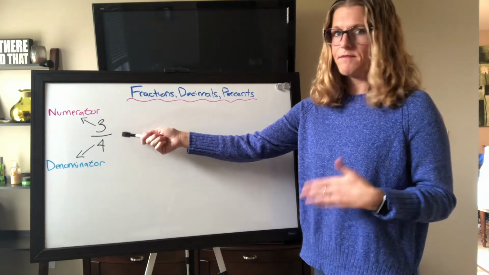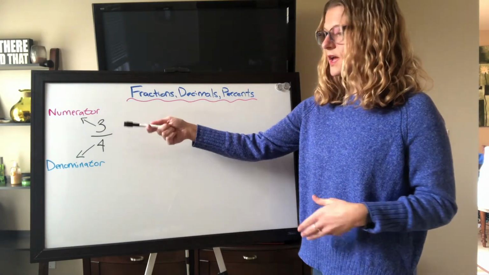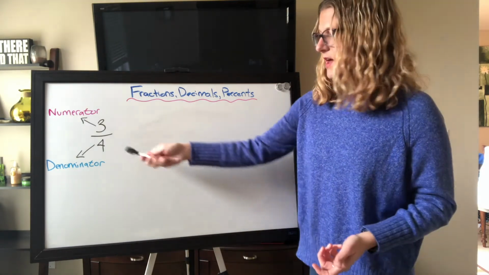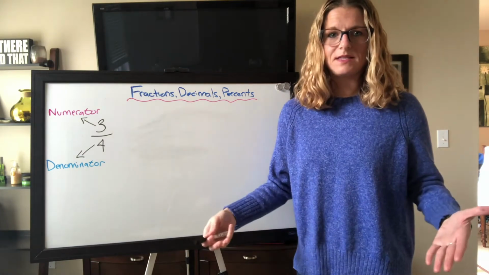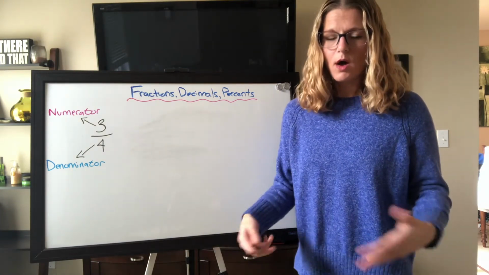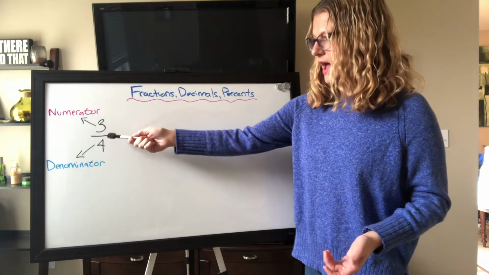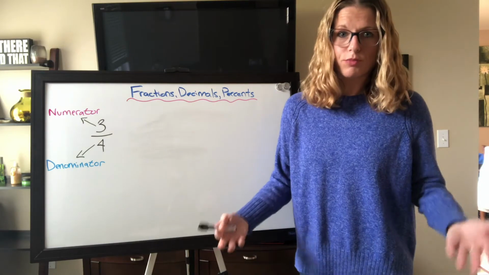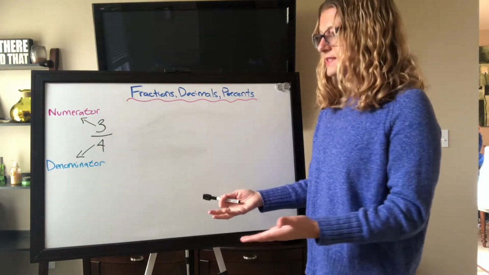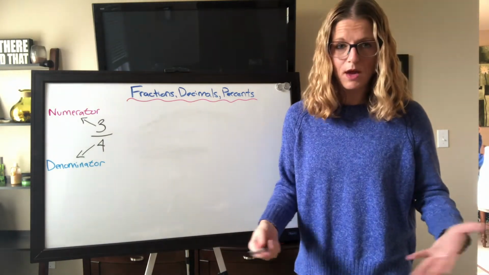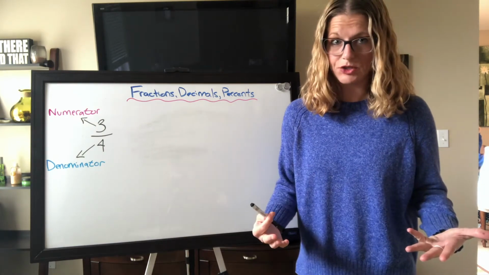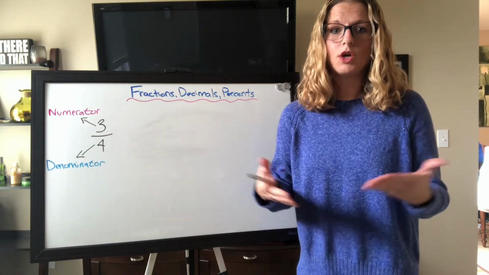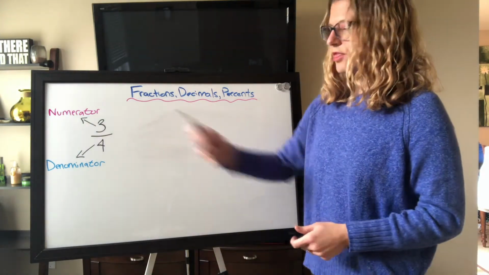So in this case, we have 3/4. So the numerator is 3. That's how many pieces of the whole that you have. 4 is the number of pieces in the whole. So if I had a pizza, I ate 3/4 of the pizza, that means I ate 3 out of the 4 pieces. So in this case, if we wanted to make an equivalent fraction, that means it is a fraction that is equal to 3/4.